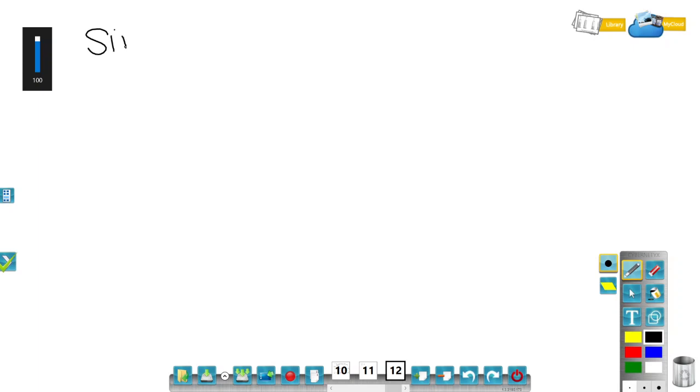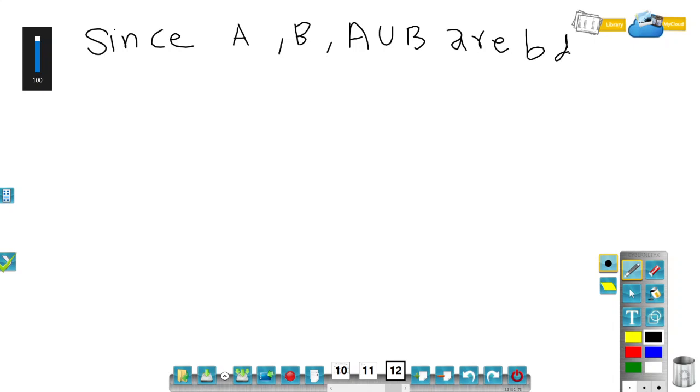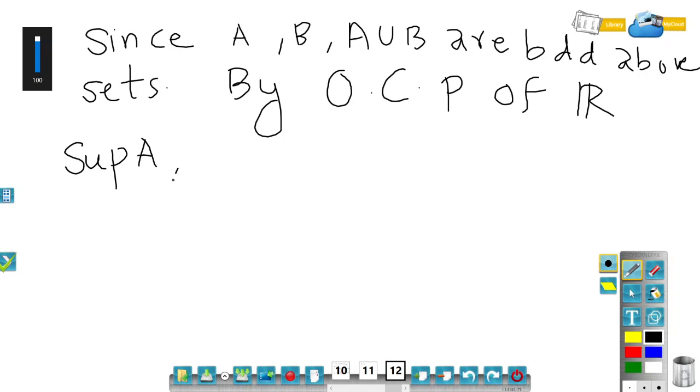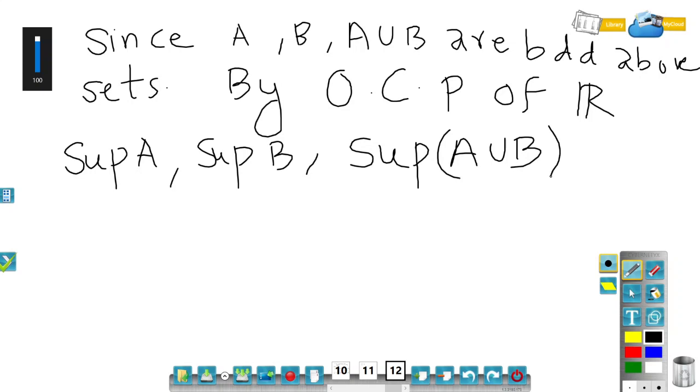So since A, B, and A union B are bounded above sets, by the order completeness property of R, supremum of A, supremum of B, and supremum of A union B exist and are unique.